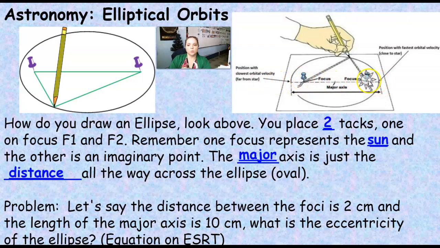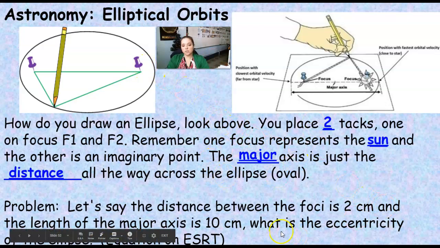So you have the foci. This one's a little bit different. You'll see that in the Edpuzzle today, where they just have it wrapped around 2 pins and then going around like that. You can do that, or you can have a string. Either way. So let's do a little problem.